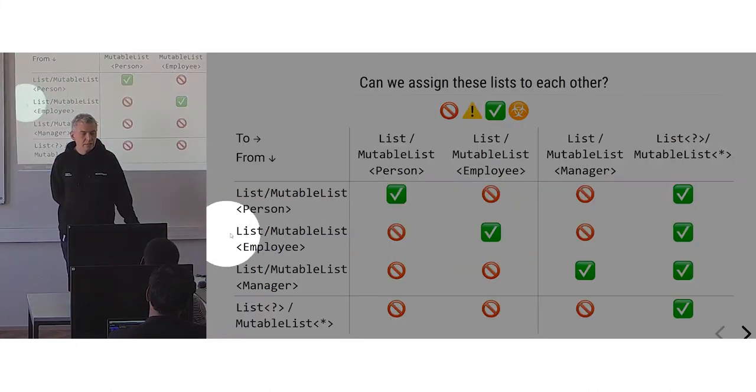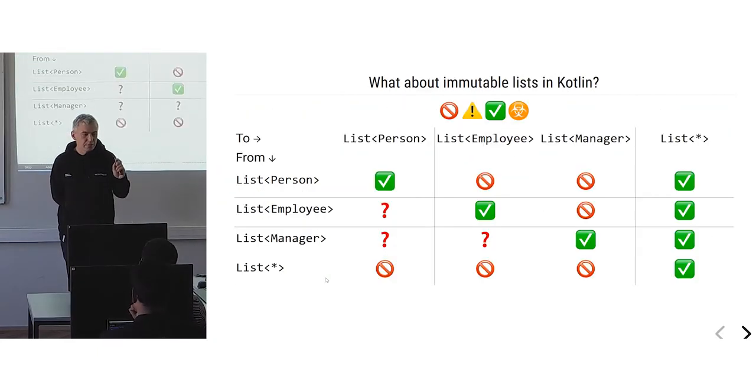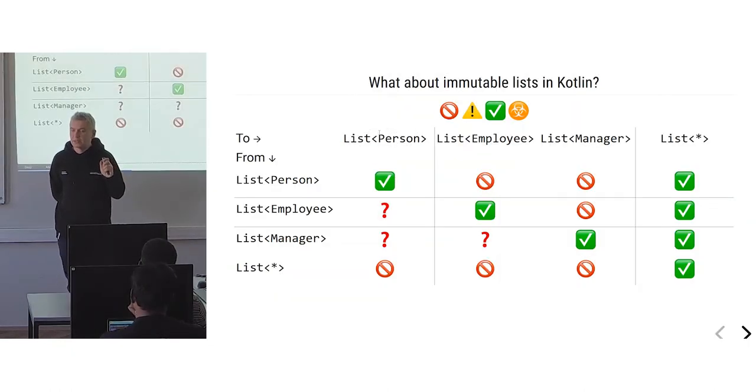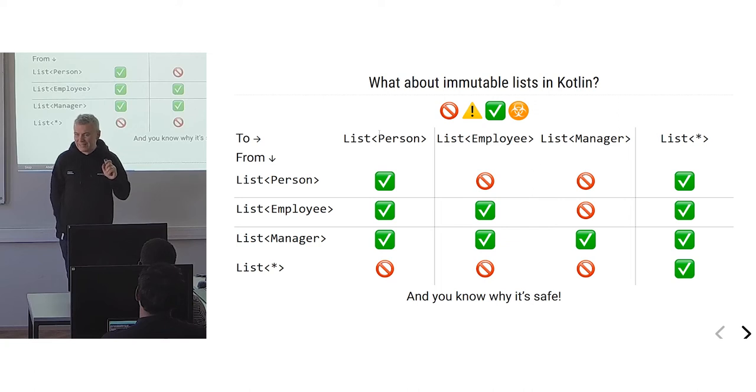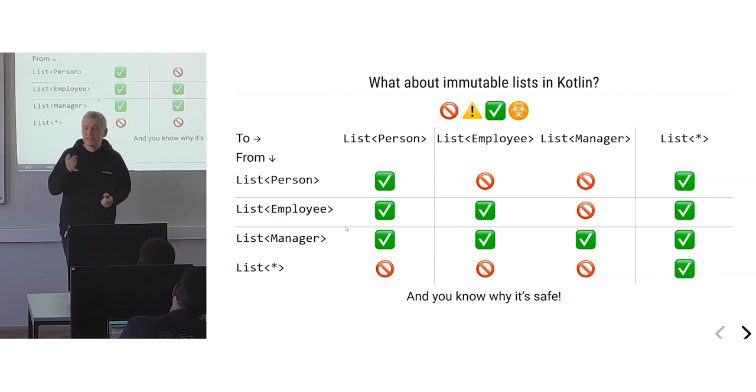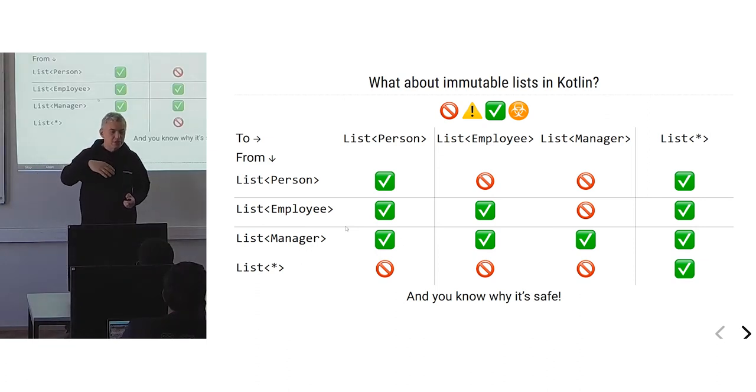This was mutable or possibly mutable lists in Java and MutableList in Kotlin. But what about this one? This is List. This is Kotlin's List, not Java List. And this is Kotlin's language. And if we look at this, boom, we see that this part of the table for Kotlin List in Kotlin language is also green. And you know why it's safe? Because in Kotlin, List is read-only. It's safe to read values from List. So we can safely assign List<Manager> to List<Person>. We will be only reading values from List<Person>. And we can safely assume persons as managers as persons. Right? Yeah?